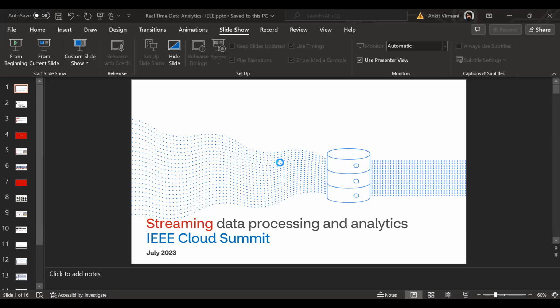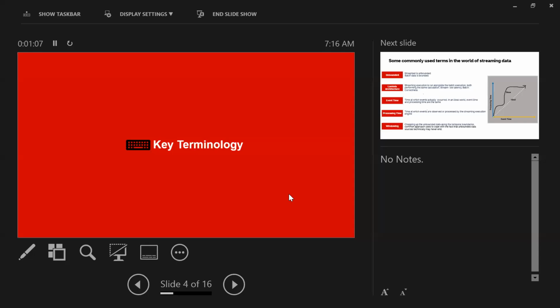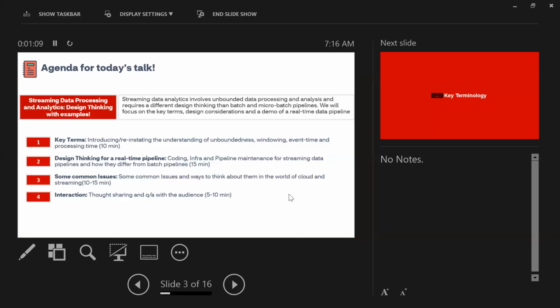So that's about me. So the agenda of today's talk is basically to talk about some key terms, and I'm specific about those key terms because a lot of them we don't use in our day-to-day lives in batch, which is a much more common paradigm when it comes to data processing. So I would like for us to go over those. And if you guys also have your experiences, please feel free to share.